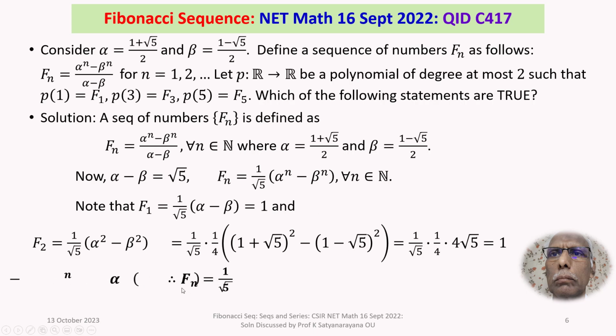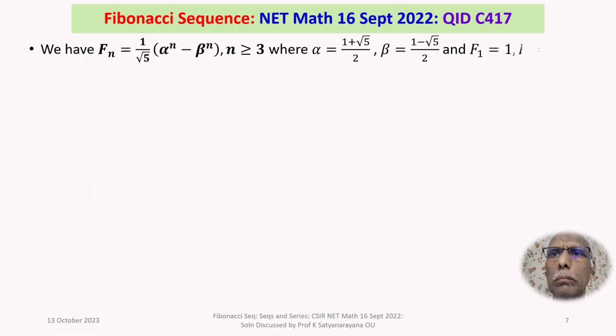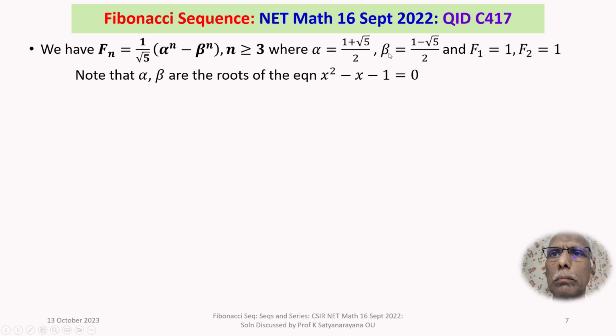Thus we get F of n is equal to 1 by root 5 into (alpha power n minus beta power n) for n greater than or equal to 3, and F1 is equal to 1, F2 is equal to 1. We continue in the next slide. So that's what we have done so far. Now note that this alpha and beta are the roots of the quadratic equation x square minus x minus 1 is equal to 0. It's very easy.